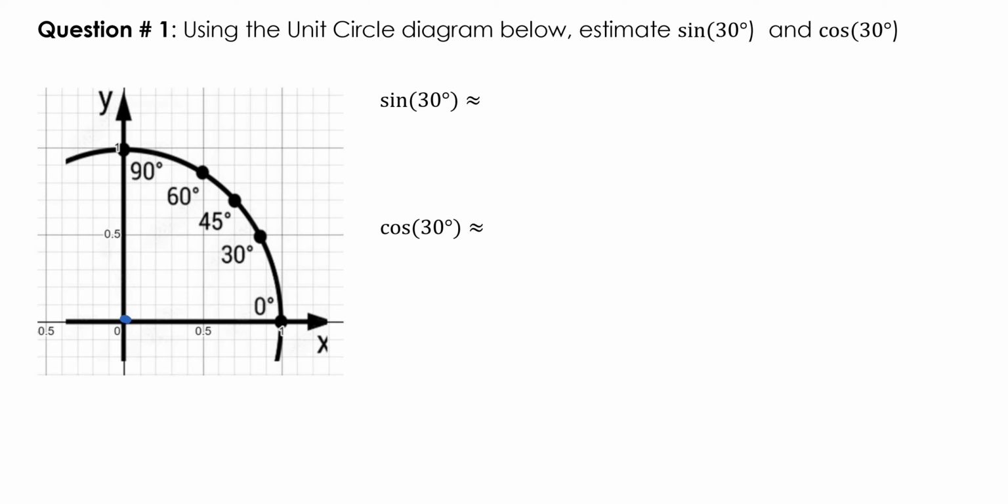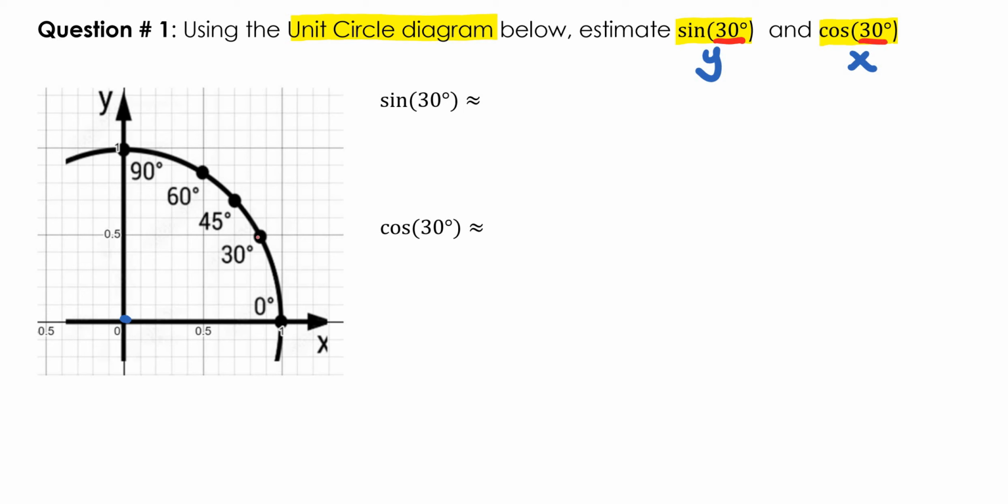This is the homework video guide on estimating sine theta and cos theta using the unit circle. For question number 1, we're given a unit circle diagram similar to one that we saw in our class notes, and we need to estimate sine 30 degrees and cos 30 degrees. Now from the class notes, it was determined that cos would be your x-coordinate and y would be your sine coordinate. Okay, so let's go ahead and find the 30 degrees here, right?